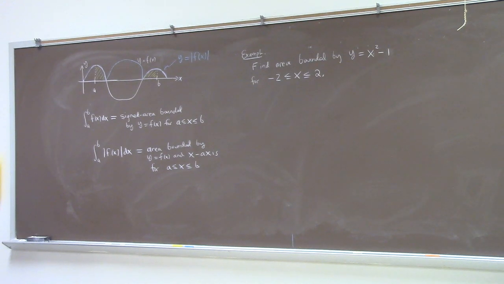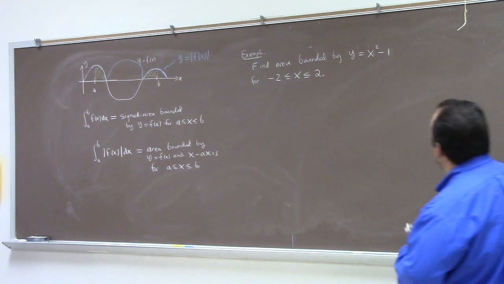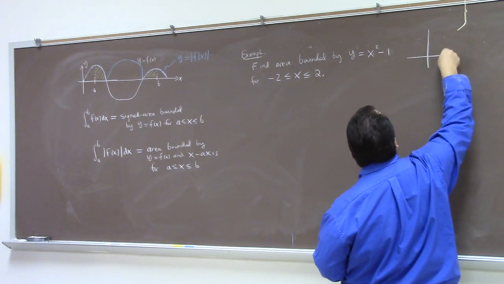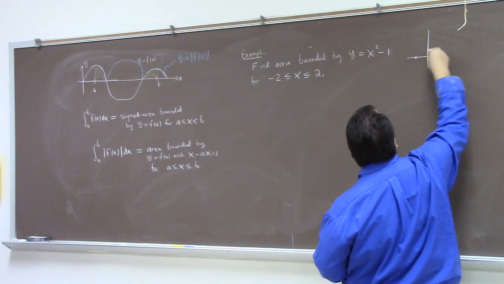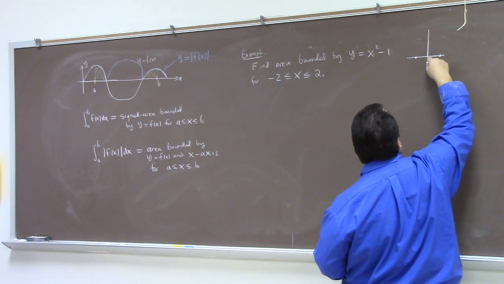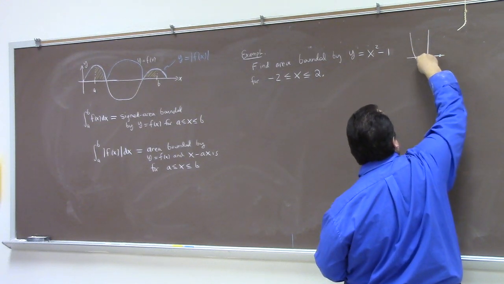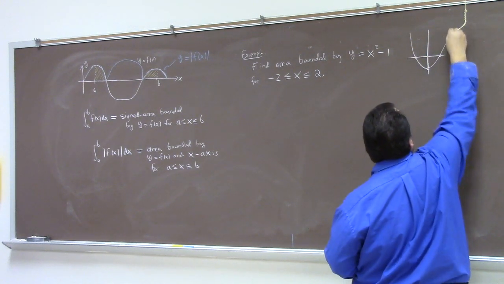So to understand this problem, I really need to make a graph. What are we looking at here? This has plus and minus 1 as x-intercepts. It's got minus 1 as the y-intercept. This graph is something like this. Right? This is y.